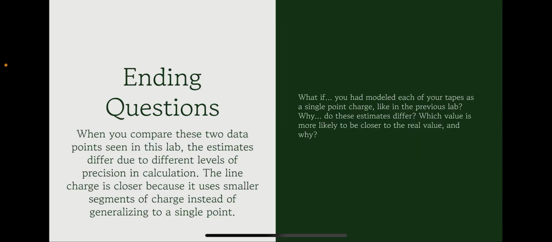And then the ending questions for the what if and why questions. When we compare the two data points seen in this lab, the estimates differ due to different levels of precision in calculations. And then the line charge is closer to the real value because it uses smaller segments of charge instead of generalizing to a single point.